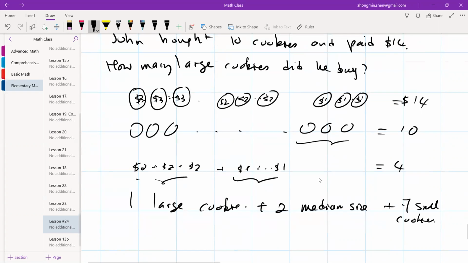So that's easy. This math is easy to figure out. You can only have one large cookie. Another option is, can you have 4 medium-sized cookies? No, if you have 4, then you don't have any large cookies. You have to have at least one large cookie. So the solution is unique. Those are a kind of story problems.